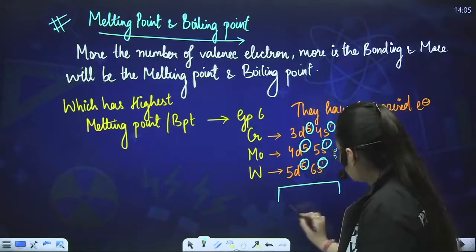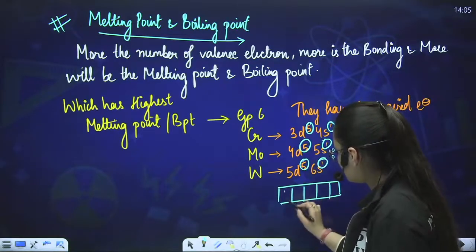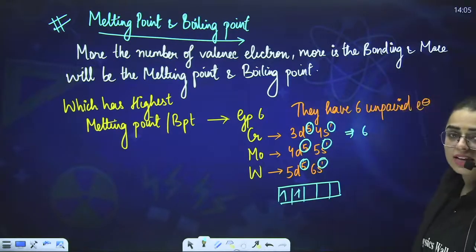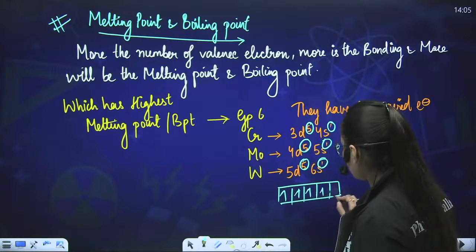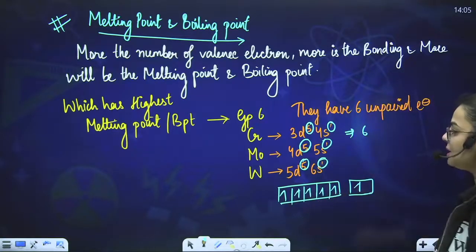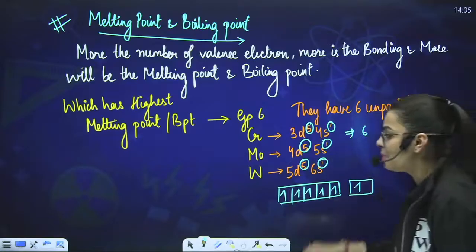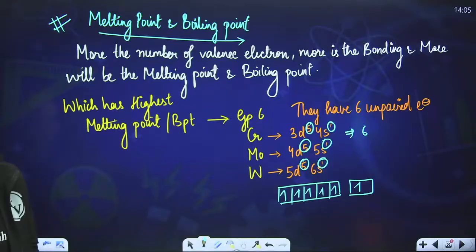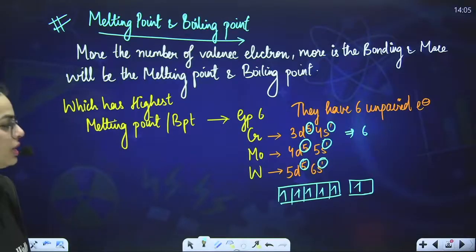How can you write it like this? See, the d sub shell has 5 orbitals. F has 7 orbitals. So over here, if it has 5 orbitals, how many electrons are filled? 5. Also in s, 1 electron is present. So they are unpaired electrons. Total how many unpaired electrons? 6 unpaired electrons. So the highest number of unpaired electrons are present in this particular group. Hence we can say that they have the highest melting point as well as the boiling point. Kindly write it down, my dear students. I hope you all have written this.